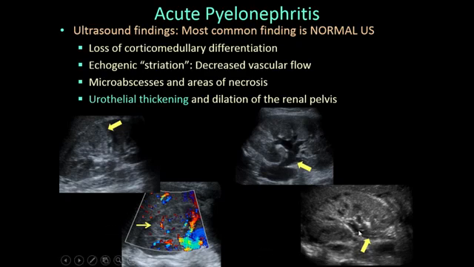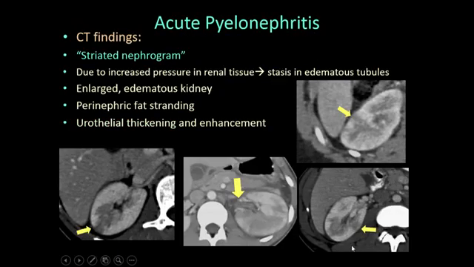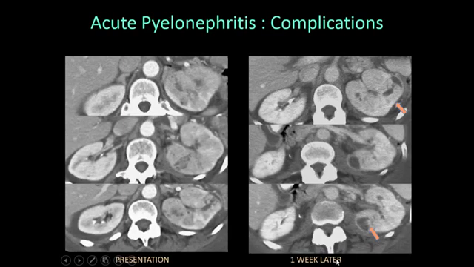Other things you might see is urothelial thickening of the collecting system. On CT, we call it striated nephrogram. These are areas of striations or linear areas of decreased enhancement that correlate to the areas of decreased flow on ultrasound. You may see an enlarged edematous kidney and fat stranding associated with that.